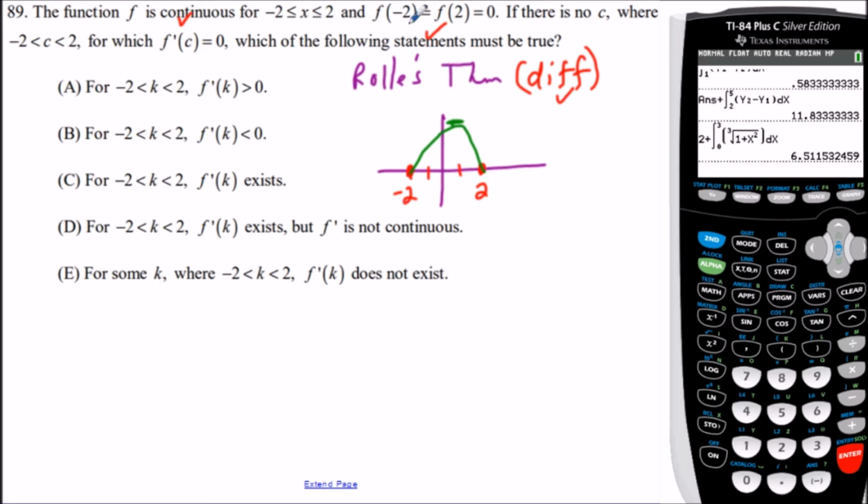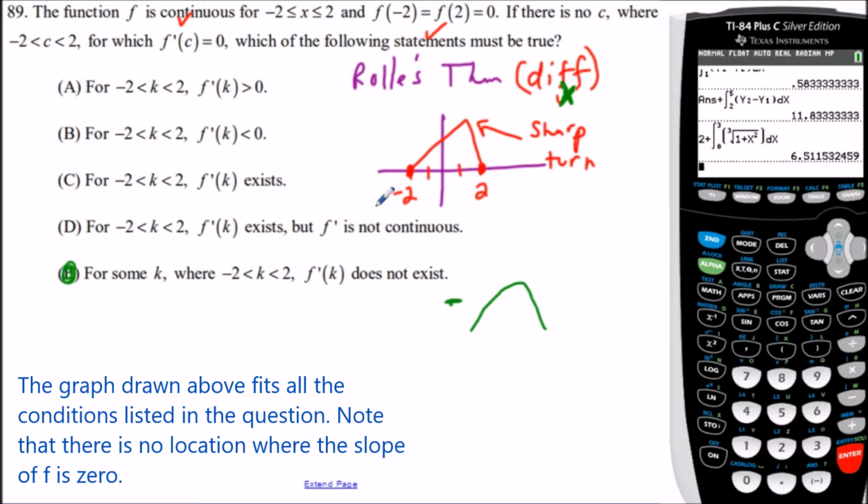Well, since the first two conditions are definitely true, we're going to look for an answer choice where basically the function is not differentiable from negative 2 to 2. And you see that's going to match up with choice E here. For some k value between negative 2 and 2, the derivative does not exist. What that looks like is, if we were to draw this function, at some point we're going to have a sharp turn. So the graph is going to have a sharp turn, which would make it so the derivative doesn't exist at some value k.